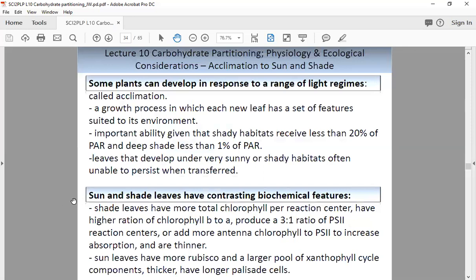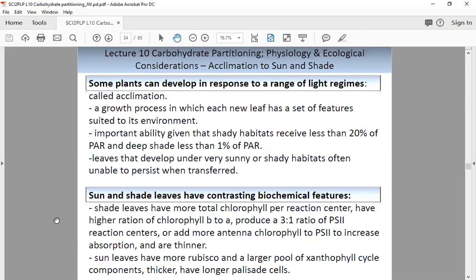So sun and shade leaves have contrasting biochemical features. Shade leaves tend to have more total chlorophyll per reaction centre. They also have a higher ratio of chlorophyll b to a, and they're usually thinner than sun leaves. They also produce a 3-to-1 ratio of photosystem 2 compared to photosystem 1. This is in comparison to the 2-to-1 ratio of PS2 to PS1 that we find in sun plants.